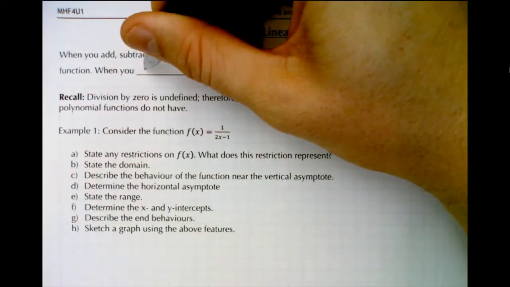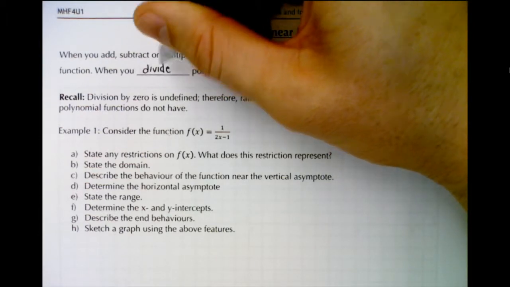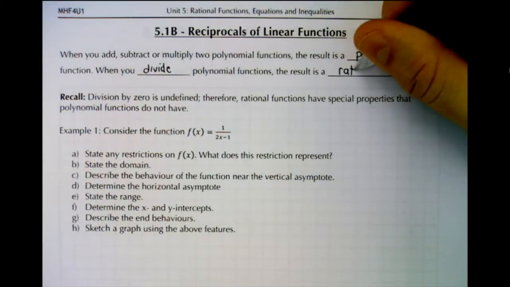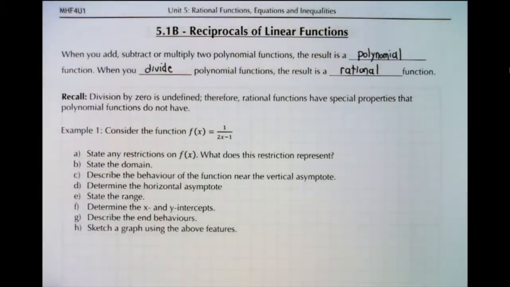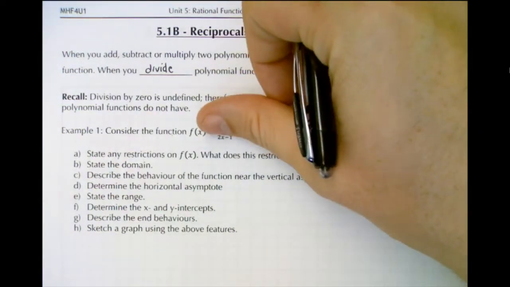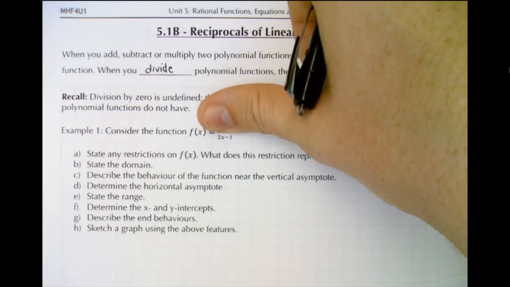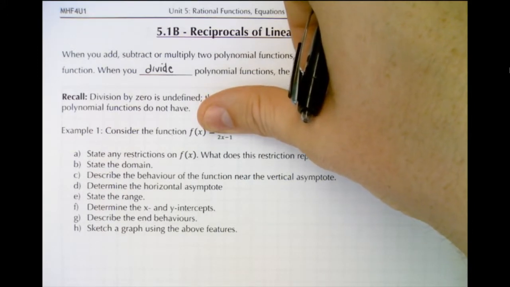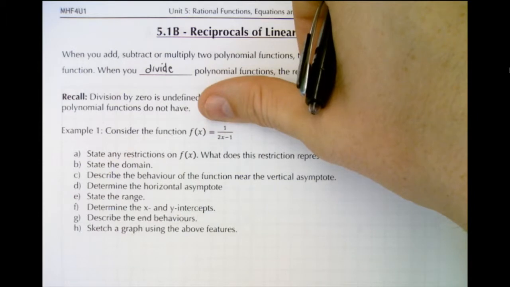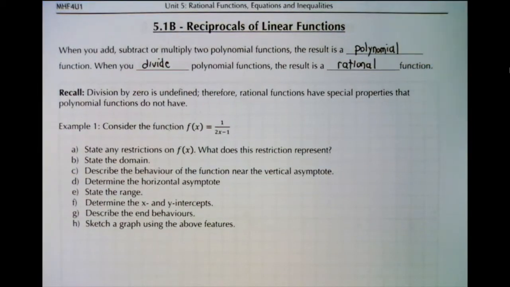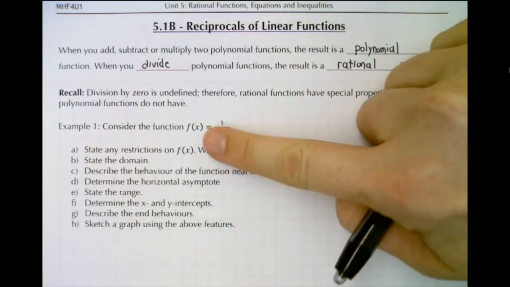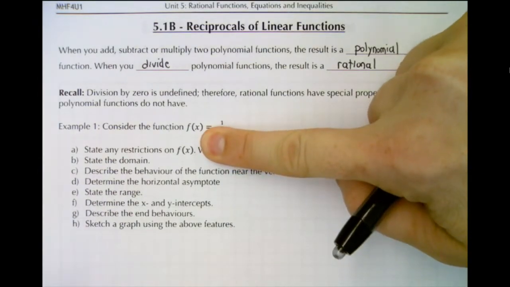But when you divide polynomials, the result is a rational function. So a rational function is just dividing two polynomial functions. Where it's different from a reciprocal function is a reciprocal function is just 1 over an original polynomial. So let's say our original polynomial was 2x minus 1. If we wanted to find its reciprocal, we would just do 1 over 2x minus 1, and that's a reciprocal function.